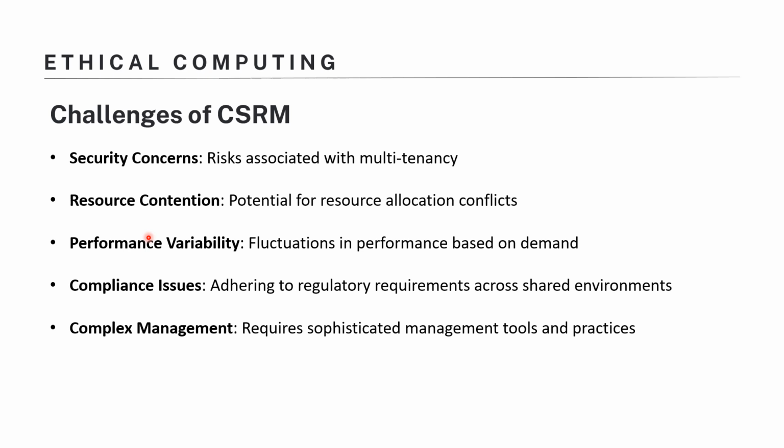It's one of the main questions that is being asked by an auditor auditing a particular cloud provider all the time. Then you have resource contention, right? When multiple users share the same infrastructure, there can be conflicts over resource allocation, leading, of course, to potential delays or reduced performance. Performance variability is another particular challenge where performance can fluctuate based on demand, especially when many users are accessing resources simultaneously.